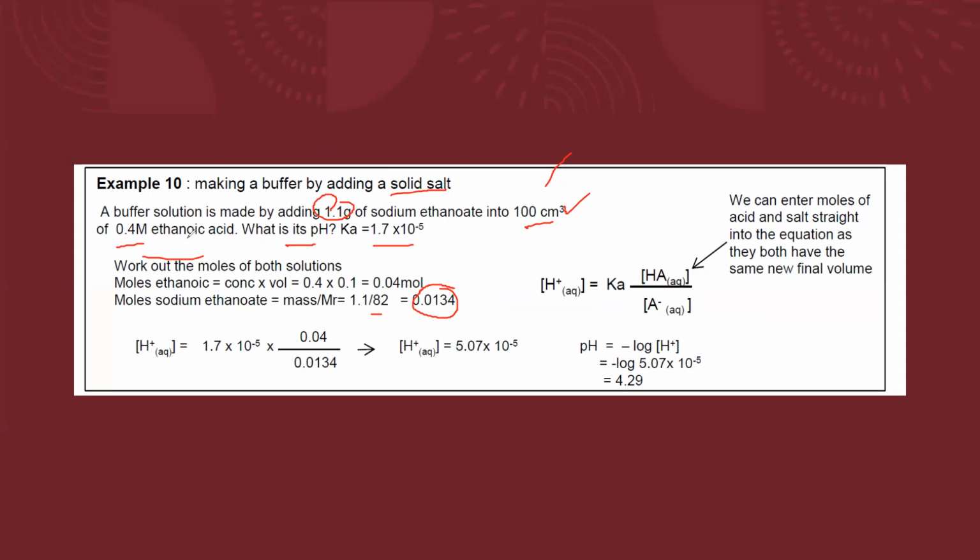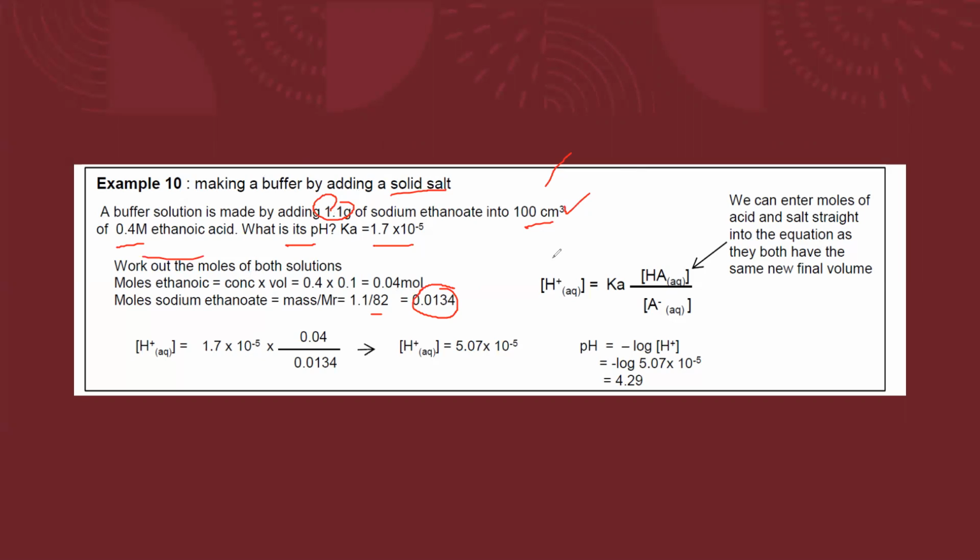Why is the acid concentration not changing? Because the total volume of the solution is 100 cm cube. So the total volume of the solution does not change, so the acid concentration does not change. Instead of substituting the moles, the best is always to substitute the concentration.